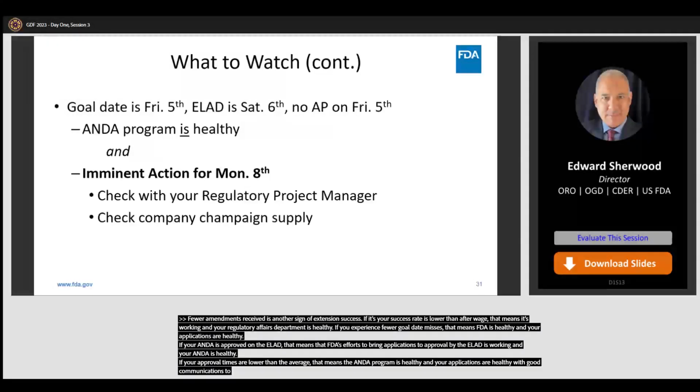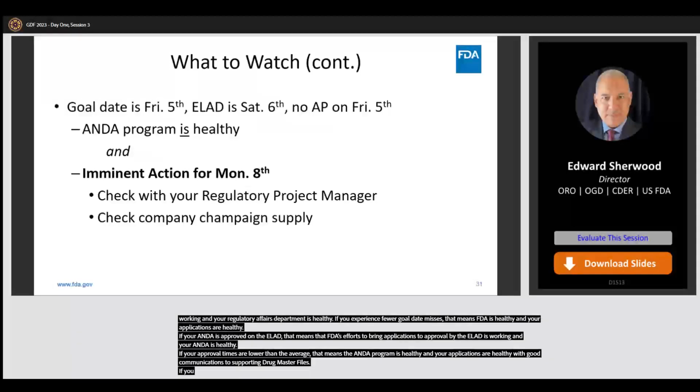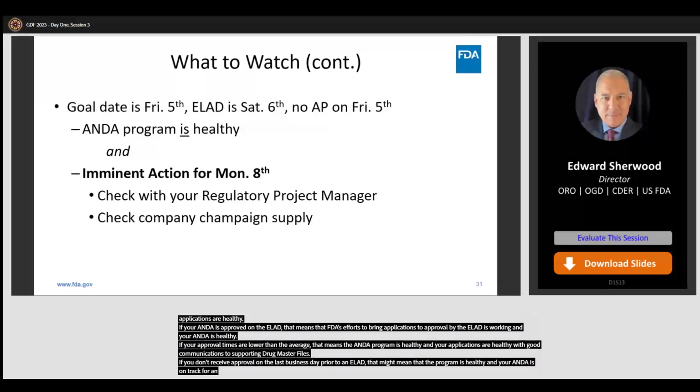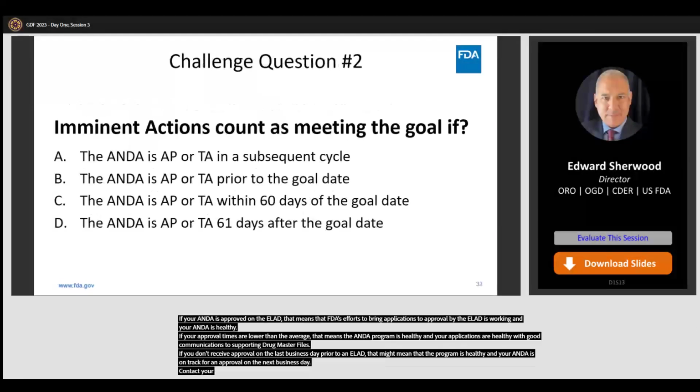If you don't receive approval on the last business day prior to an ELOD, that might mean that the program is healthy and your ANDA is on track for an approval on the next business day. Contact your regulatory project manager to confirm and check your champagne supply.